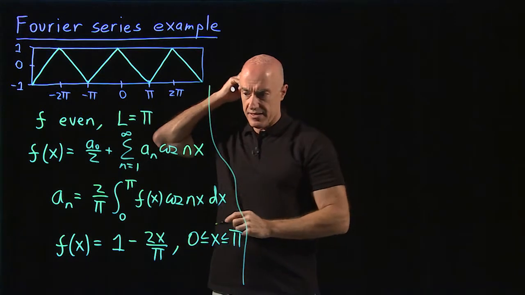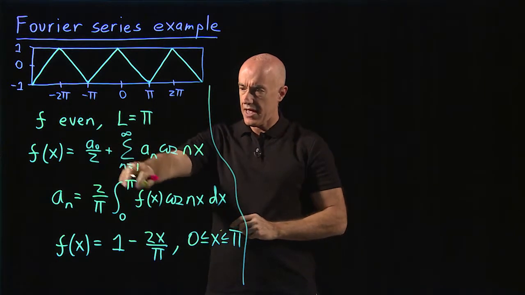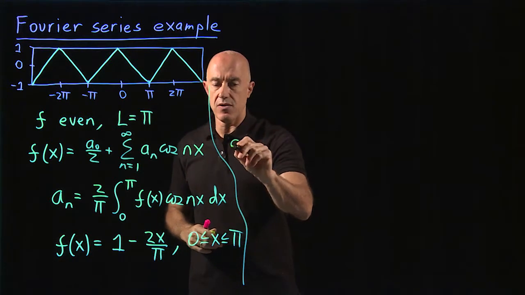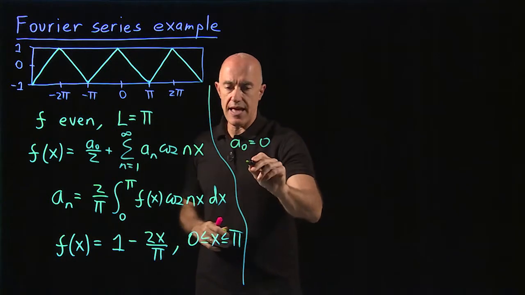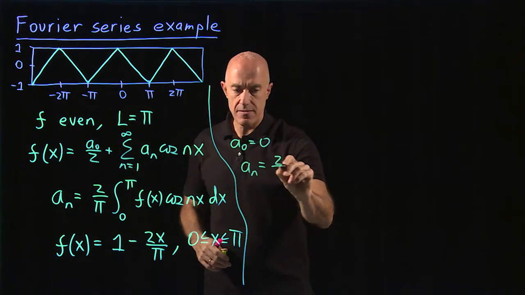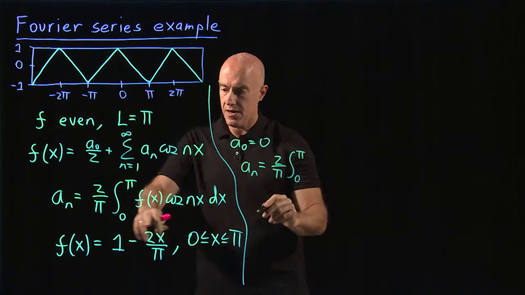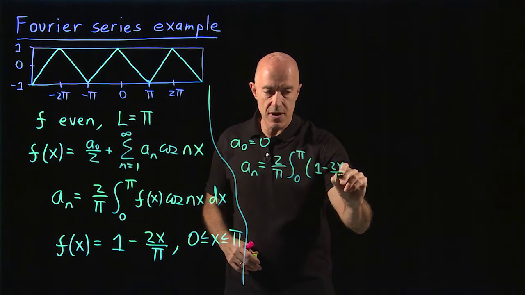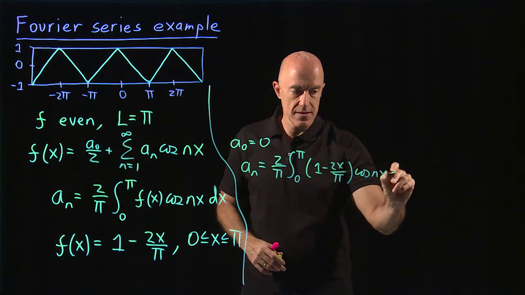We can start with a0. If we compute a0, what we'll find is that we get 0. So a0 is in fact equal to 0. And then if we compute an, we have to compute 2 over pi times this integral from 0 to pi of this function, 1 minus 2x over pi, times cosine nx dx.